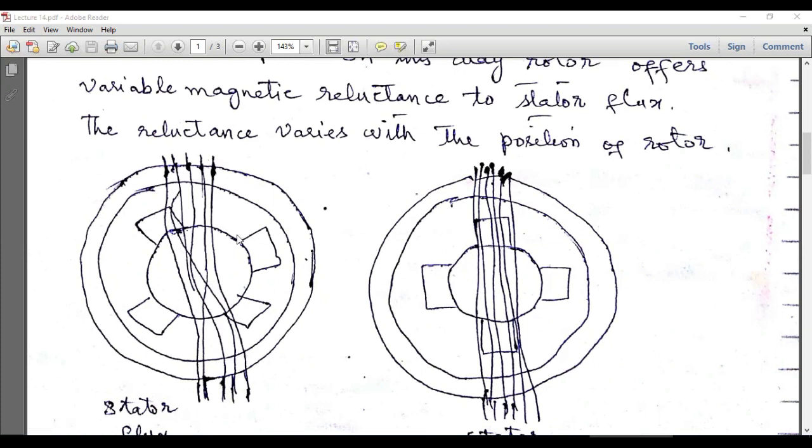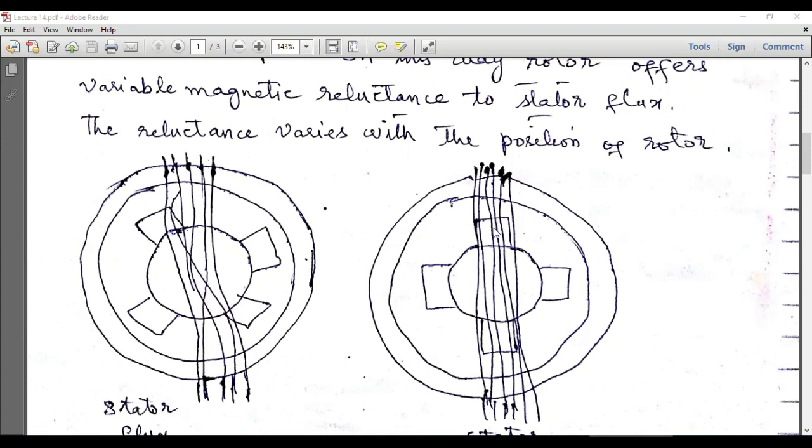So as a result, this rotor will also offer a magnetic field whose direction will be opposite to that of the stator magnetic field, and due to this induction, the magnetic field in the rotor will be reoriented in the direction of the external magnetic field, and it will be attracted by the external magnetic field of the stator. So the final alignment of the rotor will become like this.